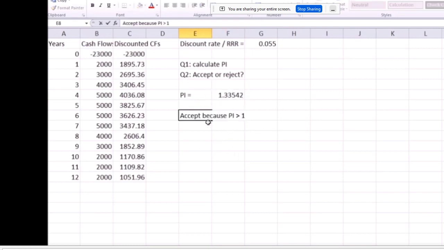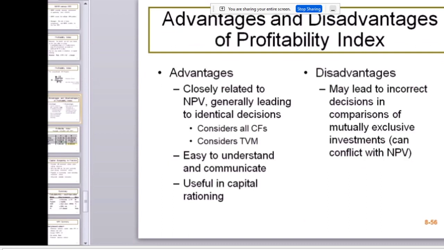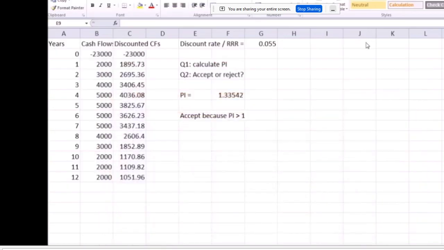So we accept the project because the profitability index is greater than 1. Generally, as you see, the profitability index is a relatively good investment criterion. Unlike the payback period and the average accounting return, it does take into account the level of risk and the time value of money, but it can still conflict with NPV sometimes.